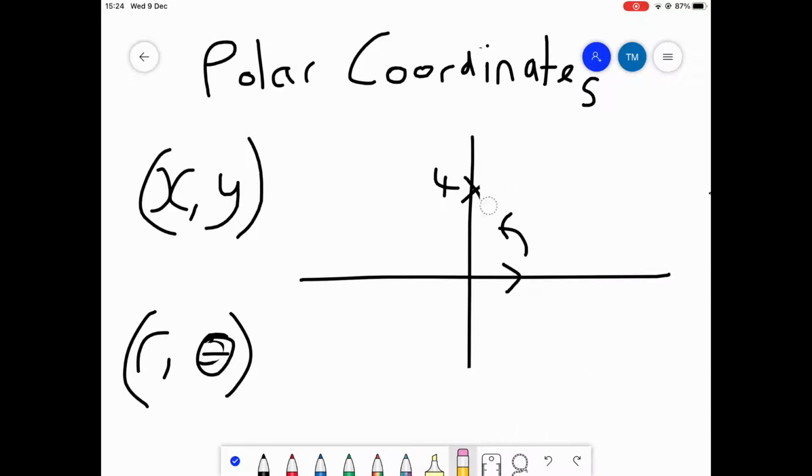So you're probably wondering, how do you go from normal coordinates to polar coordinates? So there's a special method you can use. So let's say this is a normal set of axes with x and y, and we have the point (3, 4). So 3 along on the x and 4 up on the y.